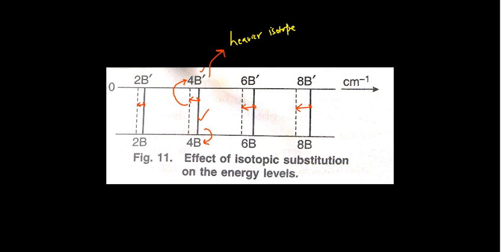But my problem is, why is the peak corresponding to the heavier isotopic substituted molecule at the lower wave number, or the lower energy? Why is B dash lower than B? See, you can see here why this B dash is lower than B. Can we explain this thing? Okay, now let's see how we can explain it.